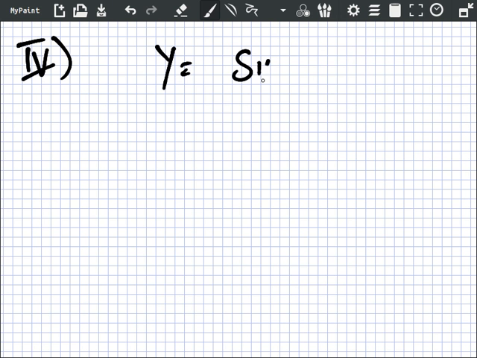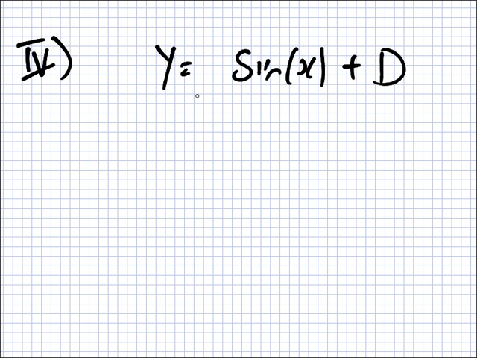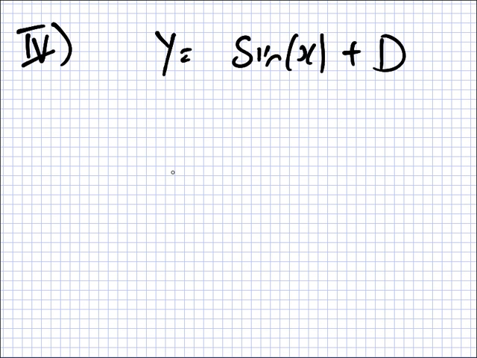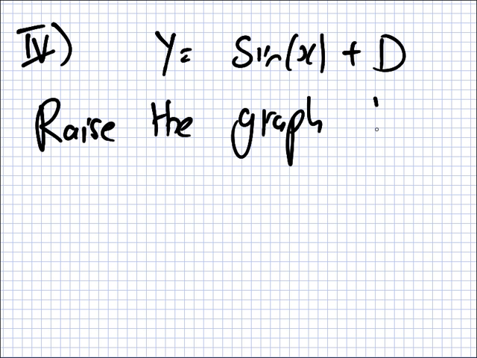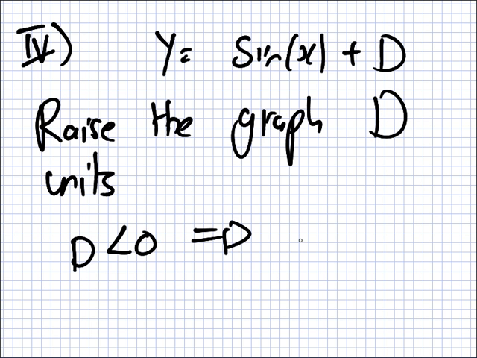y equals sine x plus d. So what's the effect of this plus d at the back? Yeah, now if the d was positive, it is going up, correct. So the effect of the d is to raise the graph d units. And I think it's pretty obvious what would happen if the d was negative.